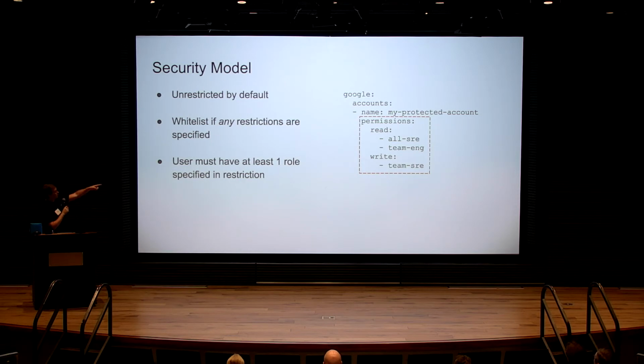You specify restrictions using this permissions YAML. This one would be an example of, in CloudDriver, restricting some account with groups that are either like all SRE, the team eng, and then the team SRE might have access to production environments, let's say. One thing to note is that for all of these roles, the user must be one of them. All of the roles are logically ORed together.